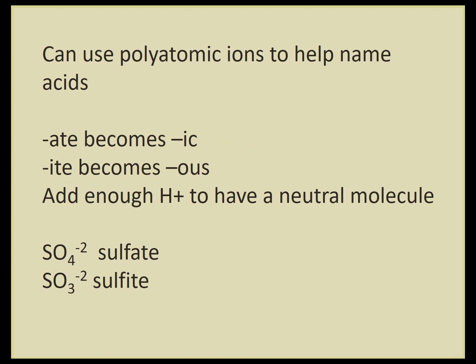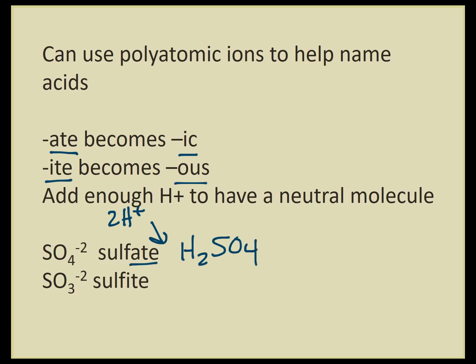For your acids, you can use the polyatomic ions to help you name your acid. If you have a polyatomic ion that ends in -ate, then it can become -ic. And if it ends in -ite, then your acid would be an -ous acid. And you want to add enough hydrogen ion to have a neutral molecule. So let's look at this first one. I have sulfate. It has a -2 charge. So I know I can add 2 hydrogen ions. So I would have H2SO4, and that would make it neutral.